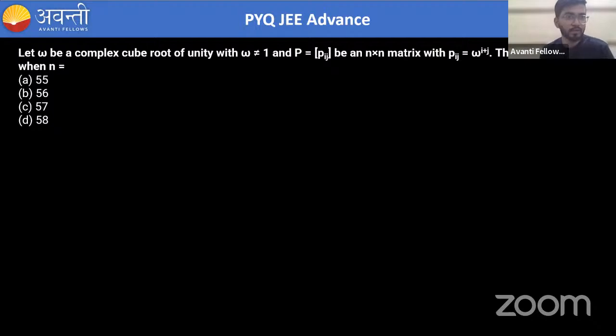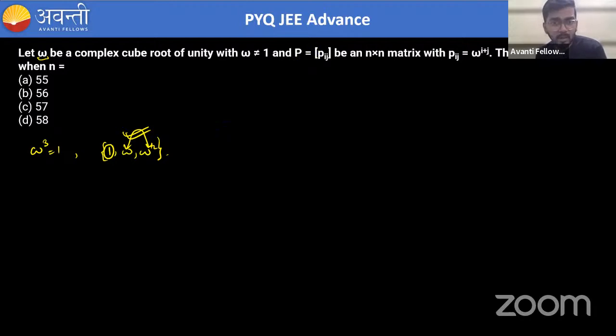So first of all, the given omega in this question is a complex cube root of unity with omega not equal to 1. What does this mean? In the complex cube root of unity, you remember, right? 1, omega and omega square. You used to get these three values. So what it is saying is, apart from 1, omega can take these two values. These two values are possible for omega, but not 1.